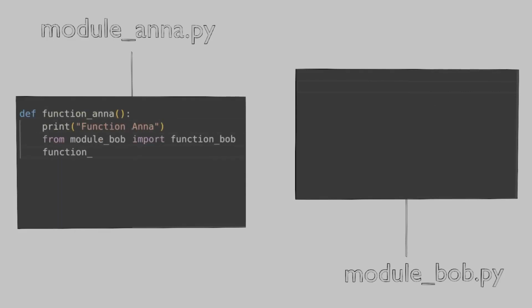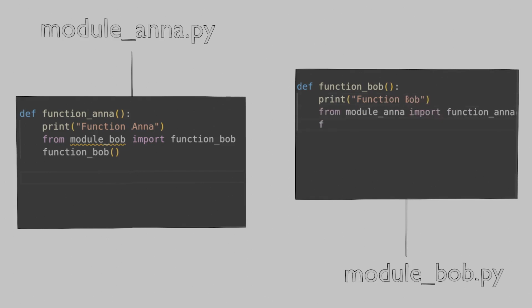The solution is to reorganize your code to avoid this circular dependency. One way to do this is to move the imports inside the functions that need them. Let's see how the updated module Anna.py looks. And here is the updated module Bob.py.